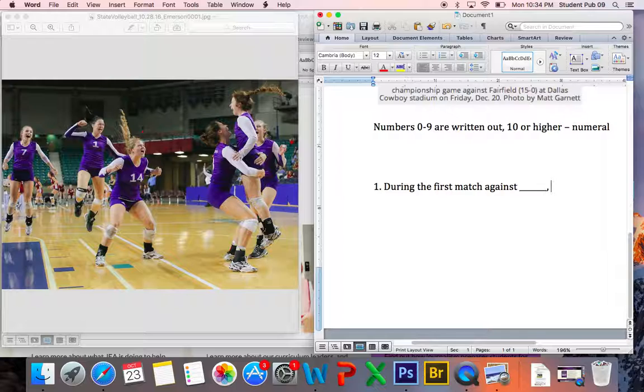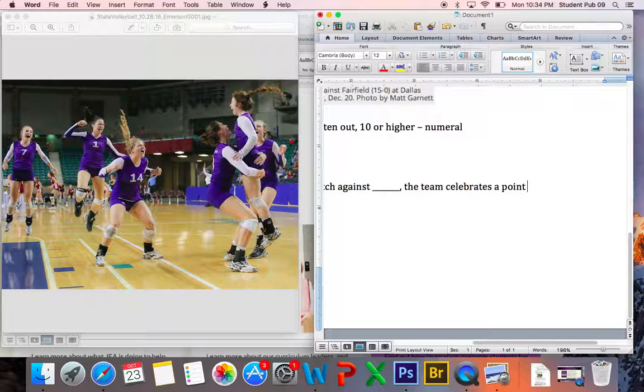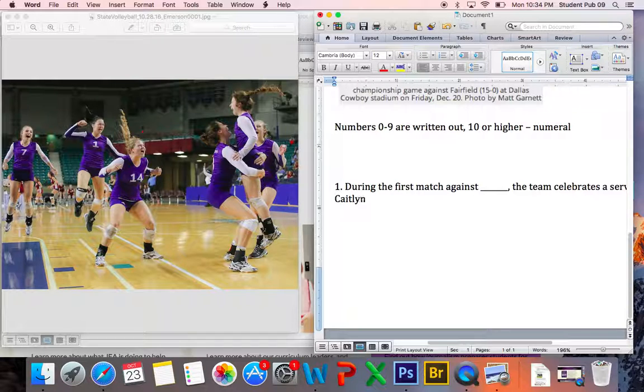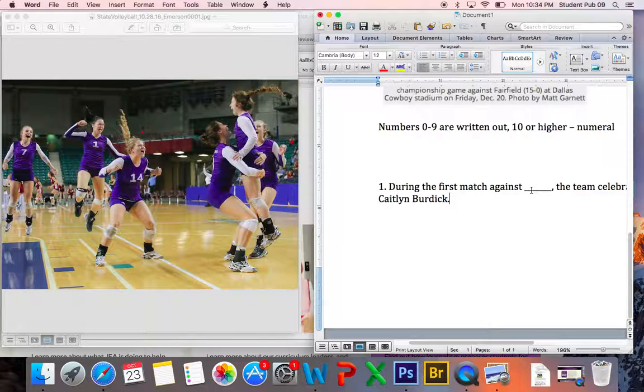So you want to say the team celebrates a service point by senior Caitlin, and it's good to know people's names, Burdick. I don't know for a fact that this was a service point. Maybe she dug the ball up and they got a kill. I don't remember. But you guys should remember what's going on in your photo. So during the first match against whatever the team was, the team celebrates a service point by senior Caitlin Burdick.